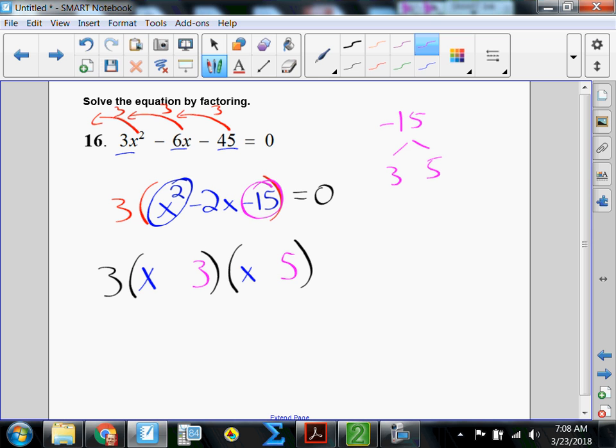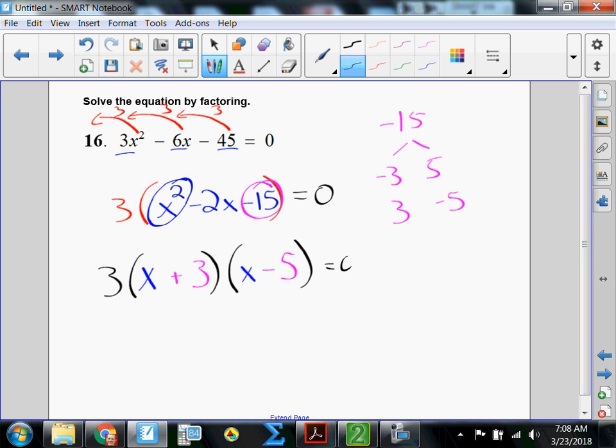I know I need one of them because the only way to get a negative 15 is to have a negative 3 and a positive 5, or a positive 3 and a negative 5. I misspoke. So I'm going to try plus and minus. Plus 3 and minus 5.